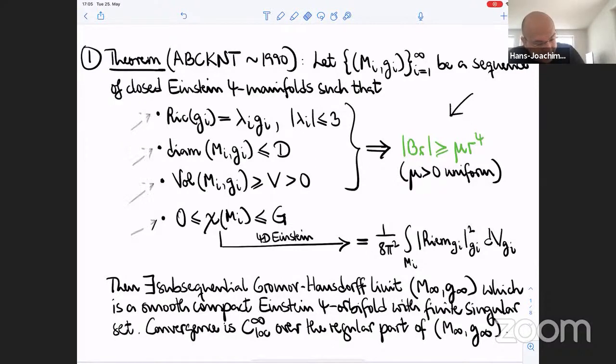And the theorem states that under these assumptions, there always exists a subsequence that converges in the Gromov-Hausdorff sense to some space (M_∞, g_∞), which is a priori just a metric space, a geodesic metric space. But in reality, and this is the main content of the theorem, it is actually a smooth, compact, four-dimensional Einstein orbifold. So not necessarily a manifold anymore, but at least an orbifold with finite singular set. There are finitely many singular points that are modeled on flat cones over spherical space forms. And the convergence is actually smooth over the regular part, so away from these finitely many points in the limit space.